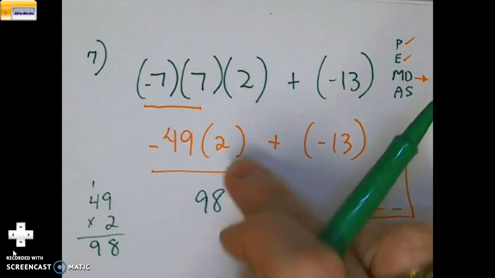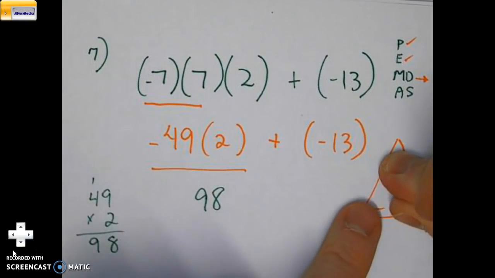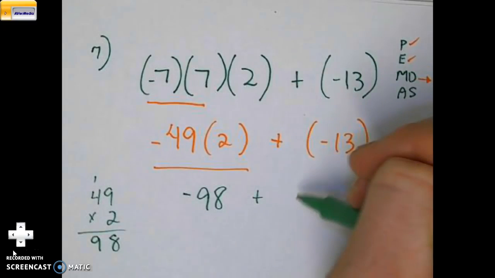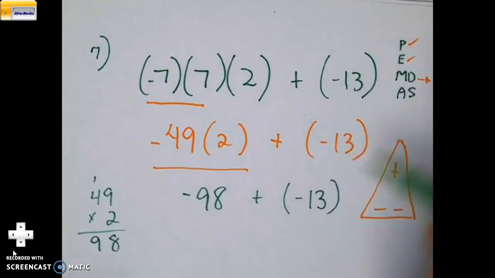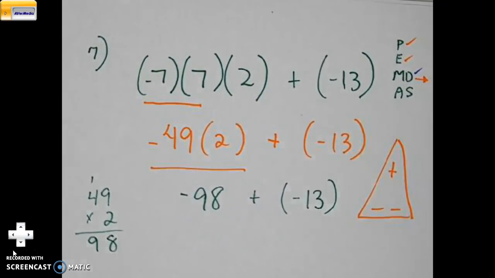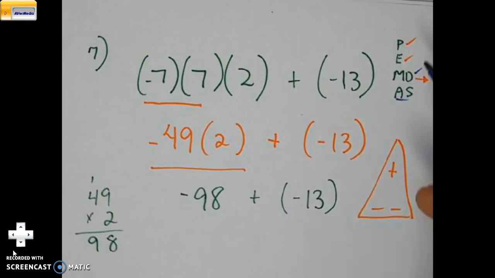Again, a negative times a positive. Cover up those two things. Guys, it means my answer is going to be negative. It's right here. It's the only thing popping out. So now I have negative 98 plus negative 13. Final step. Do we have any more multiply and divide? No, we don't. So I check that thing off. So now I'm on add and subtract. So 98 plus negative 13. Excuse me, negative 98 plus negative 13.